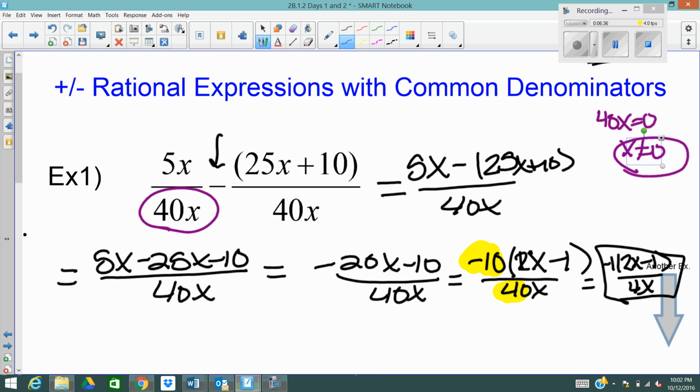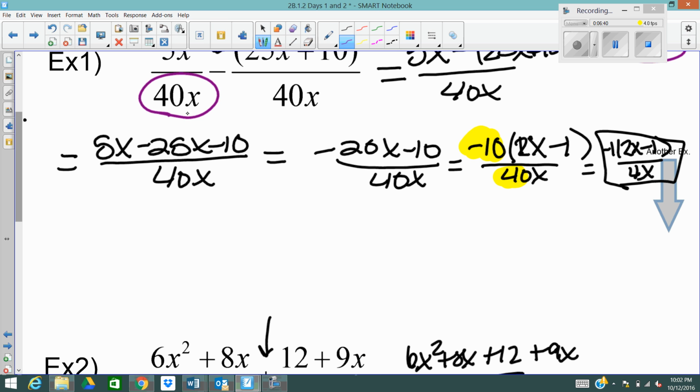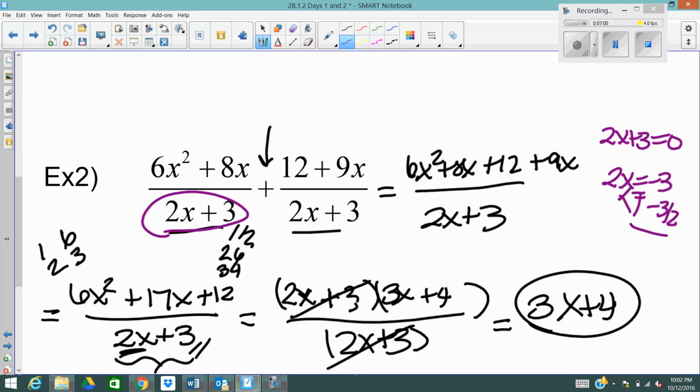So in this example 1, x cannot equal 0, because if x is 0, we get 0 in the denominator, and that's not good. In example 2, let's take that denominator, 2x plus 3, set it equal to 0. We get 2x equals negative 3, so x cannot equal negative 3 halves, my restricted value.